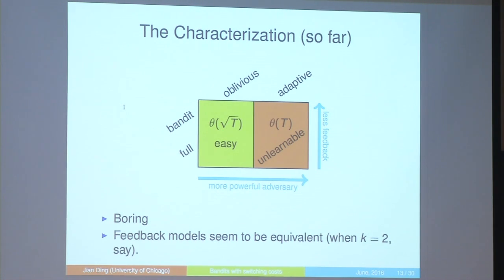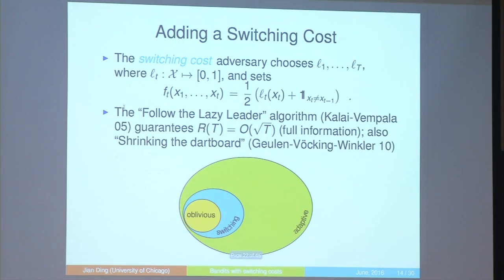So now we actually arrive at a complete characterization. If it's an oblivious adversary, no matter whether it's bandit or full information, we can always achieve a square root t regret. If it's adaptive, then it's of order t. Nothing left if this is the case. But if we think for a bit more, when we look at the adversary between adaptive and oblivious, there's still room for interpolation. And some of them are actually quite natural. And that's the thing that I'm going to focus on in the rest of the talk.